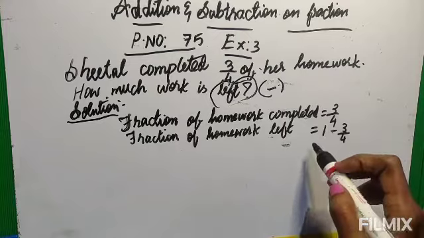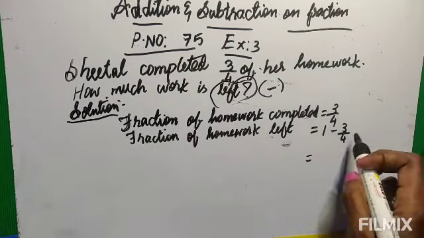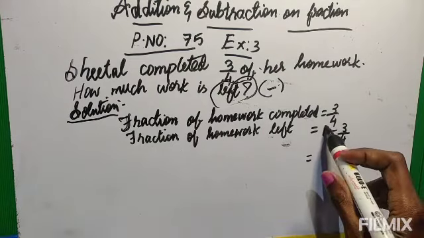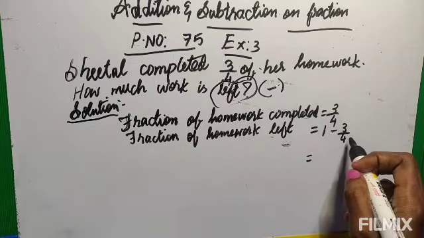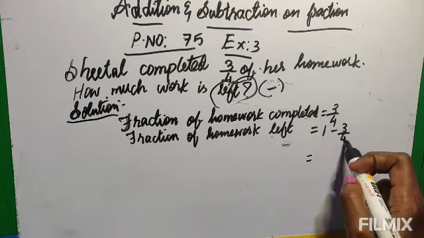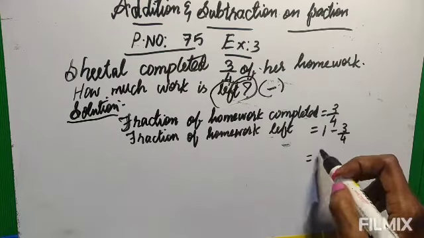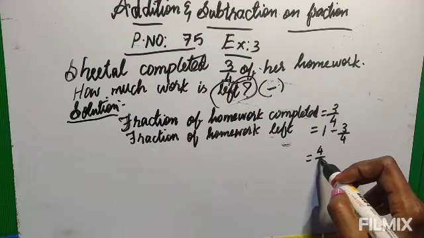So from 1 you have to minus here. Now how to minus a fraction from the whole number? You have to look at the fraction's denominator. Here in this fraction the denominator is 4. So this 1 you will write as 4 by 4.